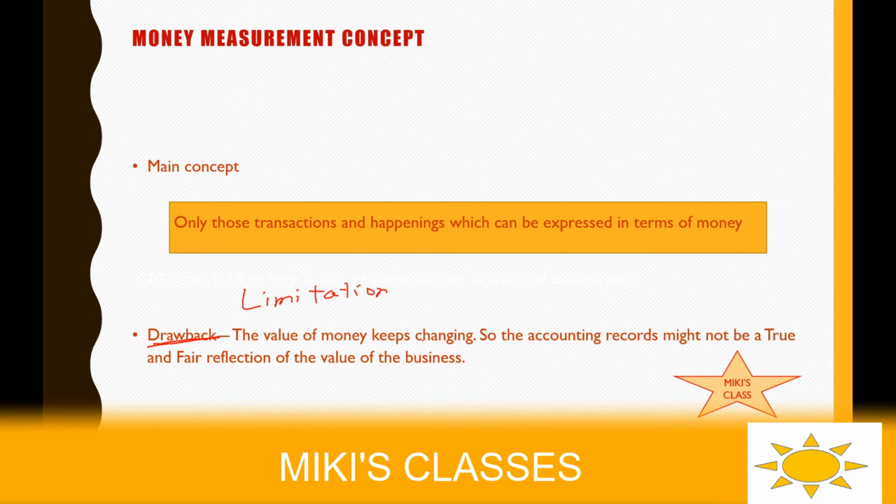The value of money keeps changing. The value of money keeps on changing. So the accounting records might not be a true and fair reflection of the value of business. These are very important words in accounting: true and fair reflection. So whenever you're keeping records of accounting transactions, the one thing which you want to do is all of that has to be a true and a fair reflection of the transaction which happens. I'll try and give you an example and you'll understand.